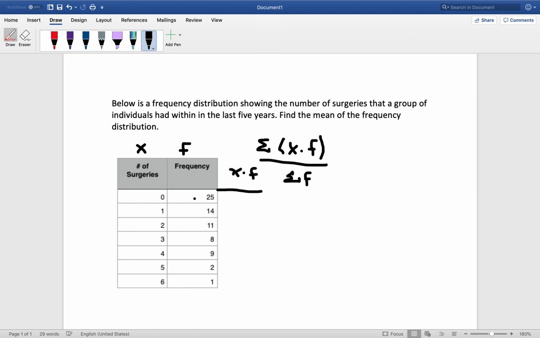So 0 times 25 will give us 0, and 1 times 14 will give us 14. 2 times 11 will give us 22. 3 times 8 is 24. 9 times 4 will give us 36. And then we'll have 10 and 6.